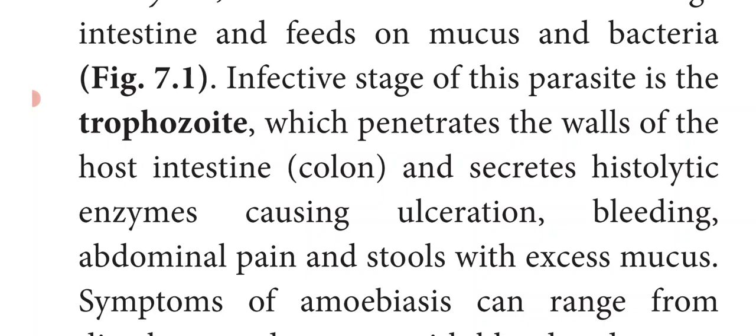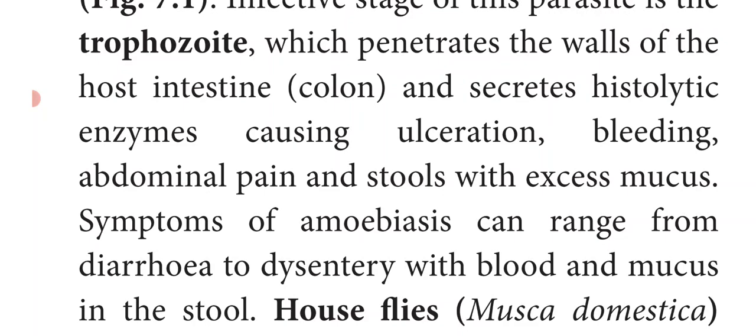This trophozoite penetrates the wall of the host intestine, that is the colon, and secretes the histolytic enzymes causing ulceration, bleeding, abdominal pain and stools with excess mucus. So, this parasite penetrates the wall of the host intestine and secretes histolytic enzymes. These enzymes cause ulceration, bleeding, abdominal pain and stools with excess mucus.